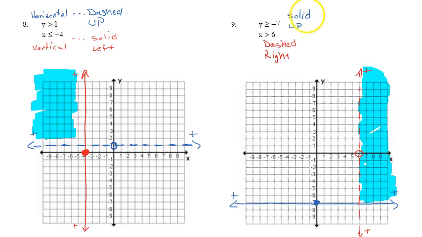So we have a solid line and shade up, which means it's a horizontal line, a dashed line and shade right.